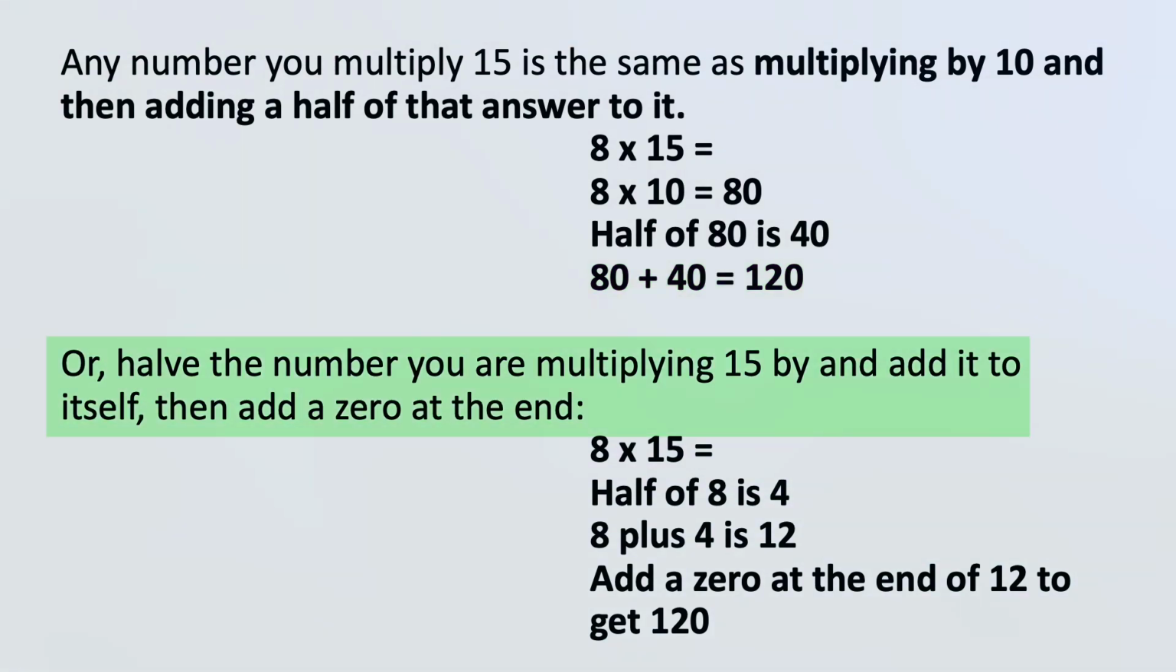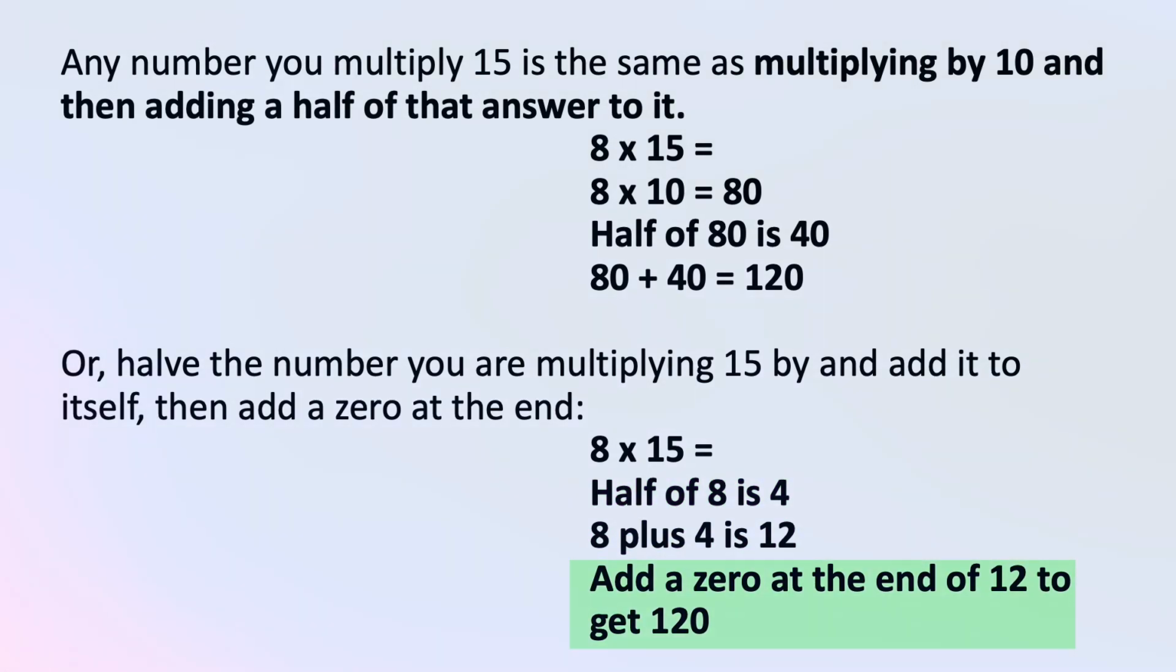Or half the number you are multiplying by 15 and add it to itself. Then add a 0 at the end. 8 times 15, well, half of 8 is 4. 8 plus 4 is 12. Add a 0 at the end of 12 to get 120.